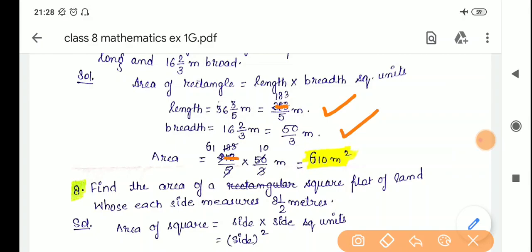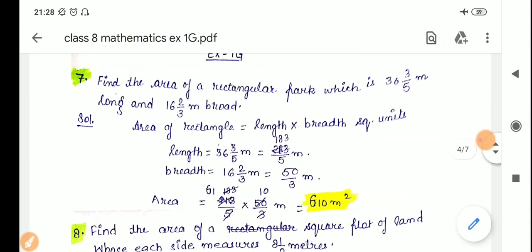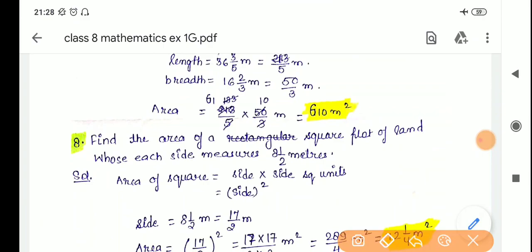By 3 we can cut 183 61 times, and by 5 we can cut 50 10 times. So when we multiply 61 into 10, the answer is 610 meter square. So the area of the rectangular park is 610 meter square. Clear? Now the next question is find the area of a square plot.